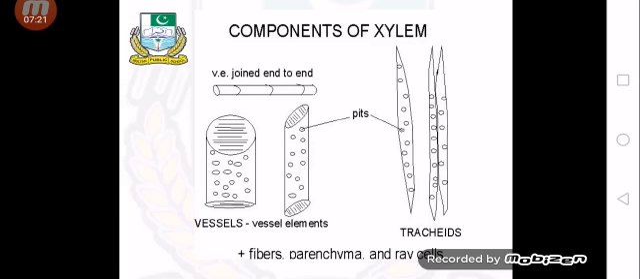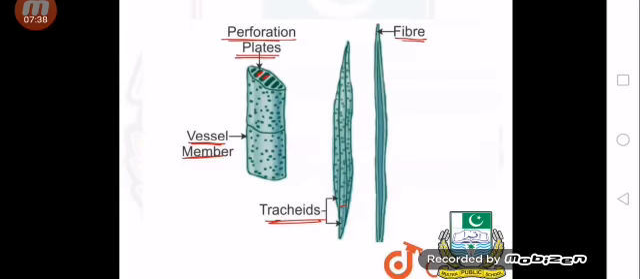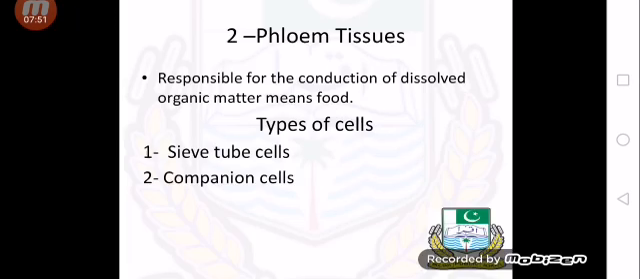The other component of xylem is tracheids, which is shown here. These are tapering cells. At the end you can see that the ends are tapering, and when these are present in the form of bundles, they overlap each other. Here again the same type of picture is shown, where the vessel element is there, and tracheids are also shown here. Again these have pores or pits on them.